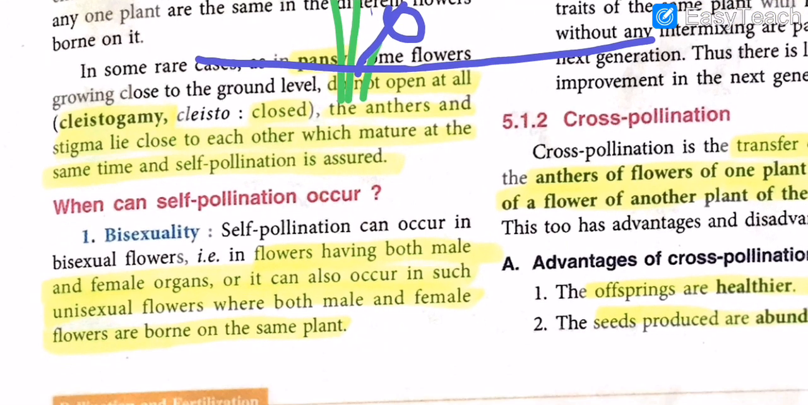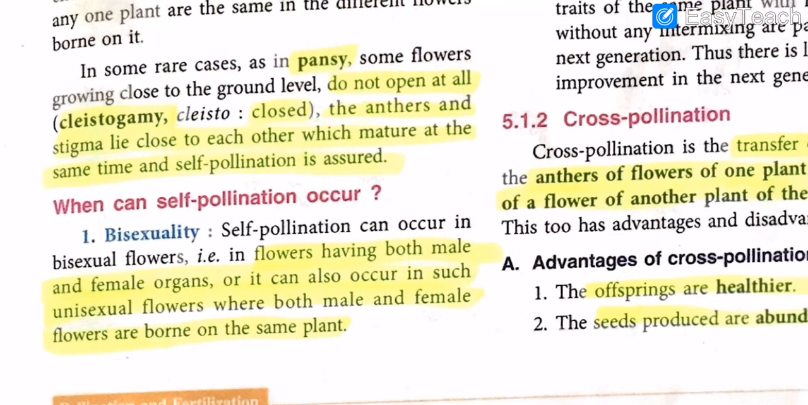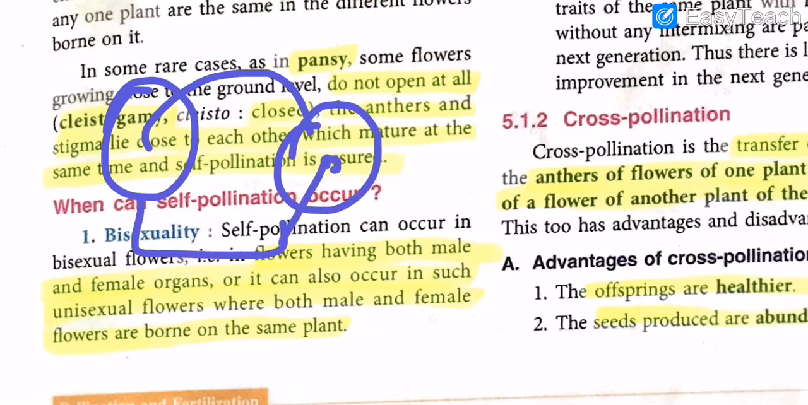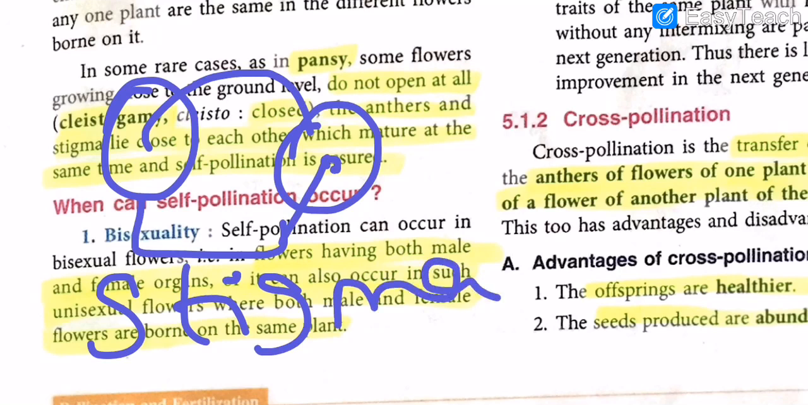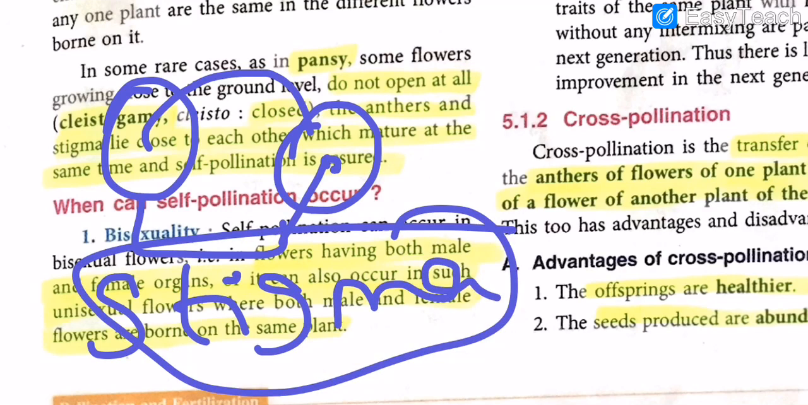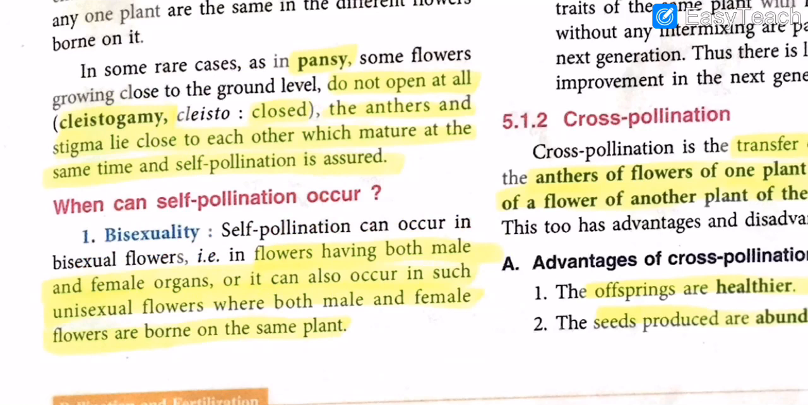Now, when can self-pollination occur? Let's see some cases where self-pollination can occur. Self-pollination can occur in bisexual flowers, that is, in flowers having both male and female organs. That's true, right? Because it can happen that a bee goes from the pollen grains of a flower directly to the stigma of the same flower. So in cases like this, self-pollination can occur and there is a good chance. Of course, if a flower is bisexual, such a process can occur.